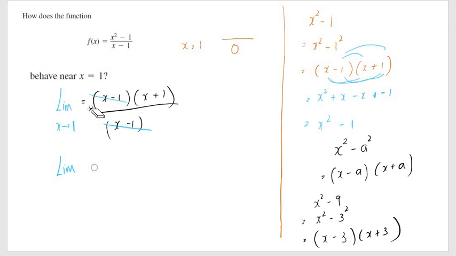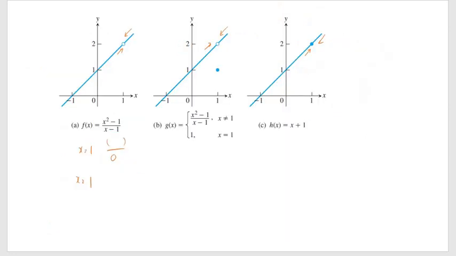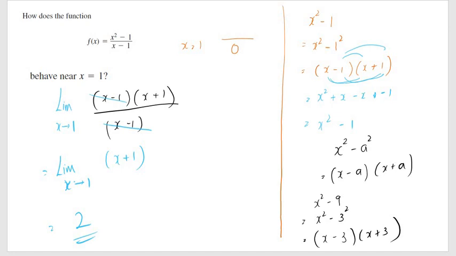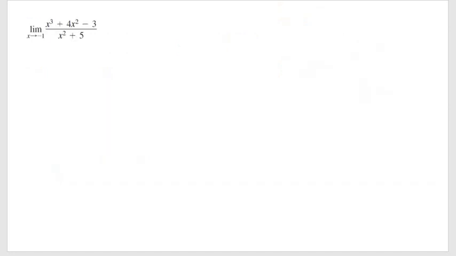Let's erase this negative sign, the equal sign. As x tends to 1, the limit is equal to x plus 1, and we get 2 here. So this is correct, because that's what we showed here: as x tends to 1 from the left and right we get a 2, and it is mathematically proven now.